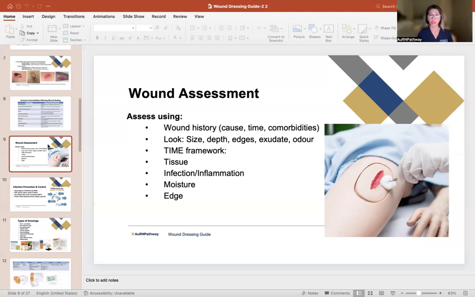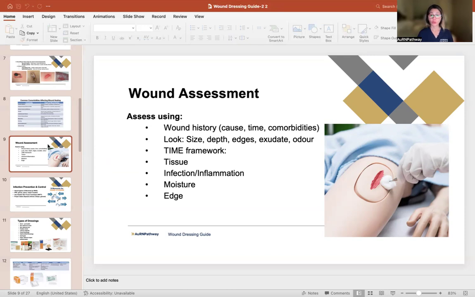What was the cause of the wound? How long did the patient have it? Are there any other comorbidities, like what we've talked about? Because these are very important things to consider and expect if the patient's wound is going to heal well as expected.